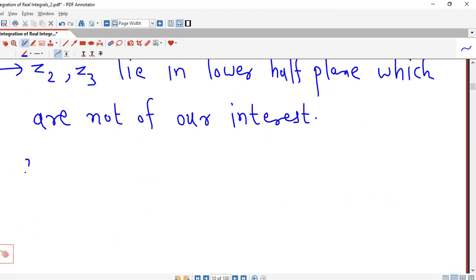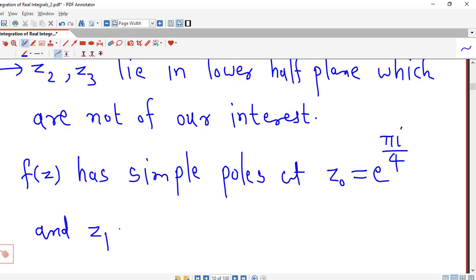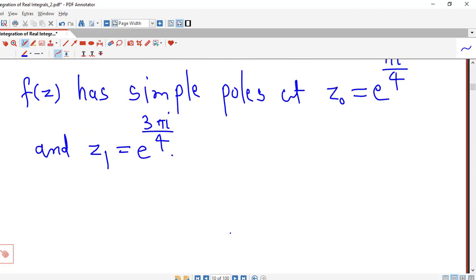So we can write that f of z has simple poles at z0 equal to e raised to pi i by 4 and z1 equal to e raised to 3 pi i by 4. So to decide whether these two are simple poles, we can use that result.